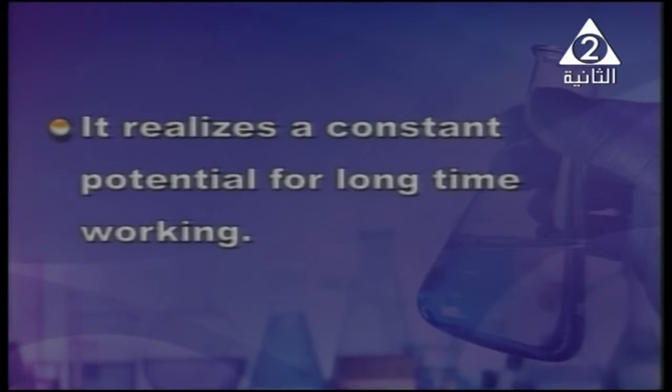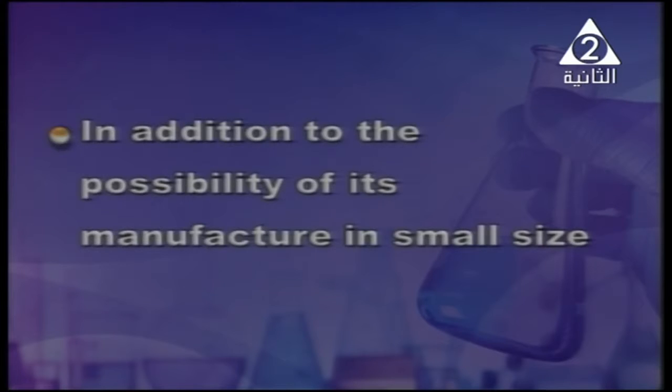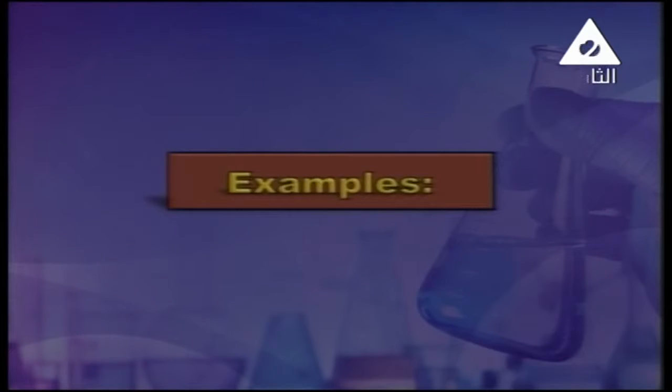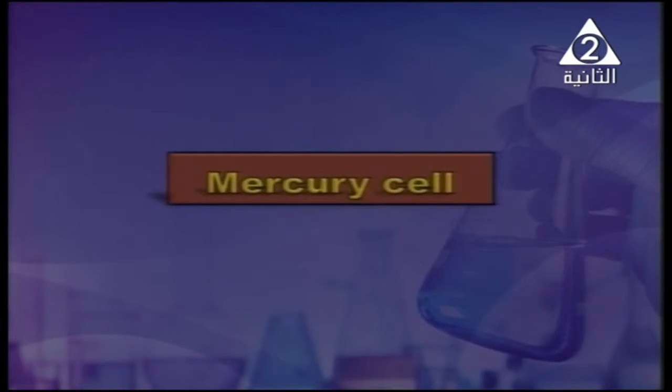It realizes a constant potential for a long working time, in addition to the possibility of its manufacture in small size. For example, the mercury cell. The mercury cell is an example of a primary cell.